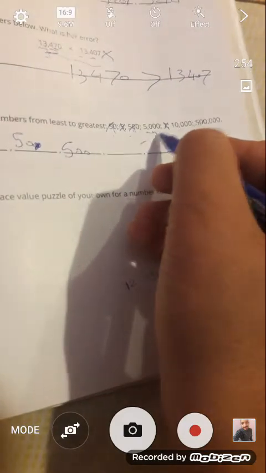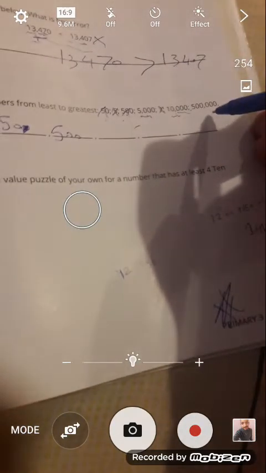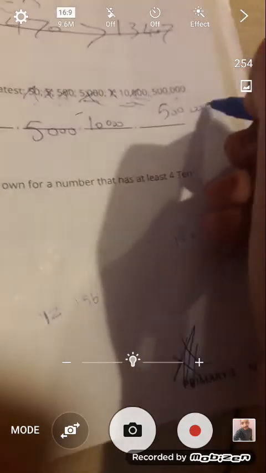Who is smaller, 5,000 or 10,000 or 500,000? 5,000 is smaller. Who is smaller, 10,000 or 500,000? This is a 5-digit number and this is a 6-digit number. So this number will be the smaller, 10,000. And the last number will be 500,000.